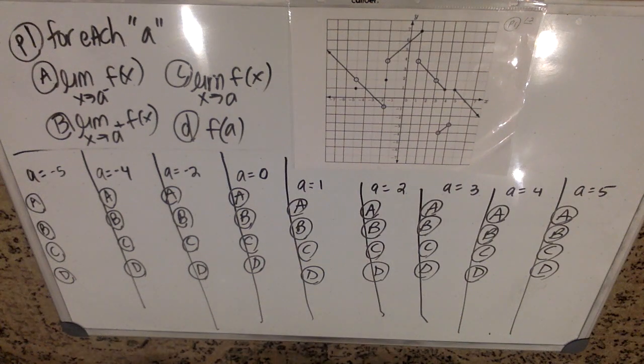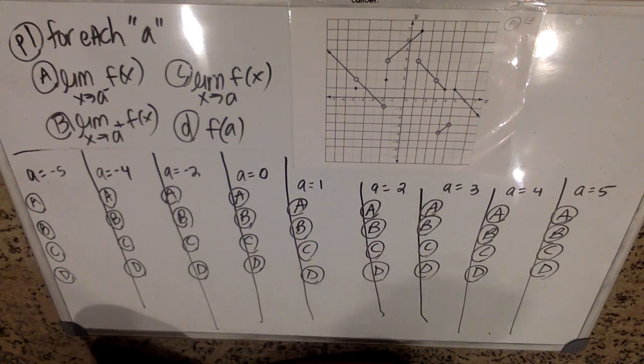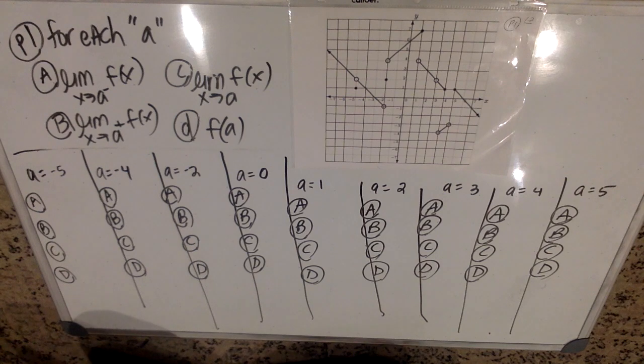This is AP Calc AB. We are still doing section 1.2, and we're talking about limits graphically. So we're picking up at P1. We just did an E1 in the other video.